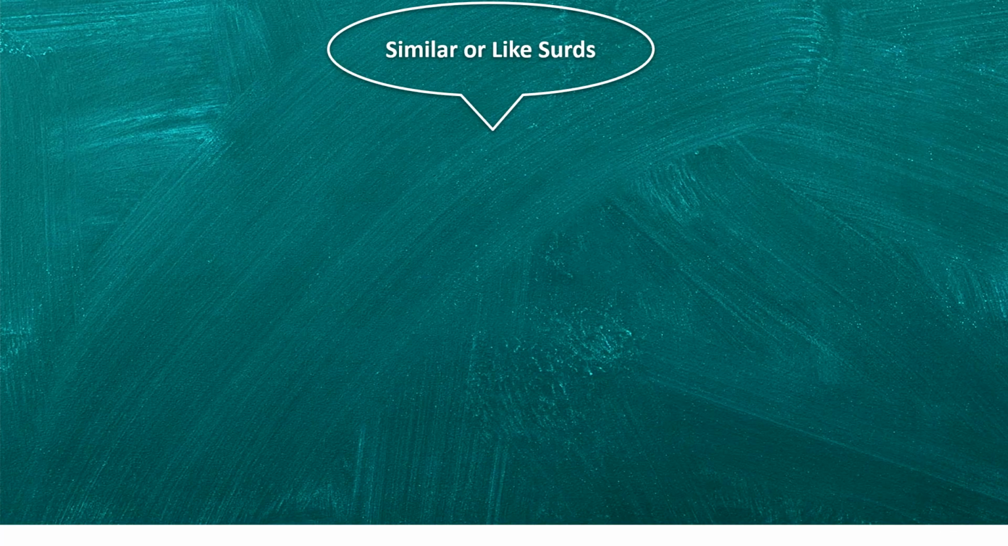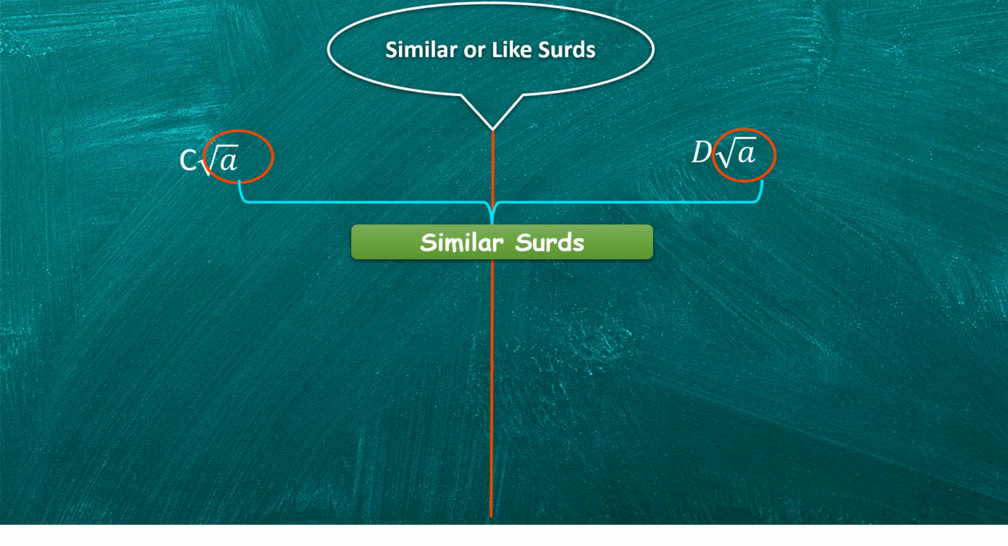Now we'll learn similar or like surds. Two surds are said to be like surds if in their simplest form... So what is the simplest form? Suppose we have two rational numbers c and d. Then we can say c root a and d root a are similar surds when the order of a surd and the radicand are equal.